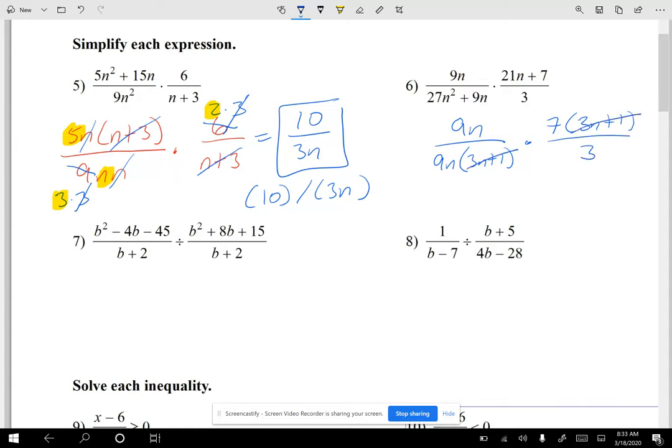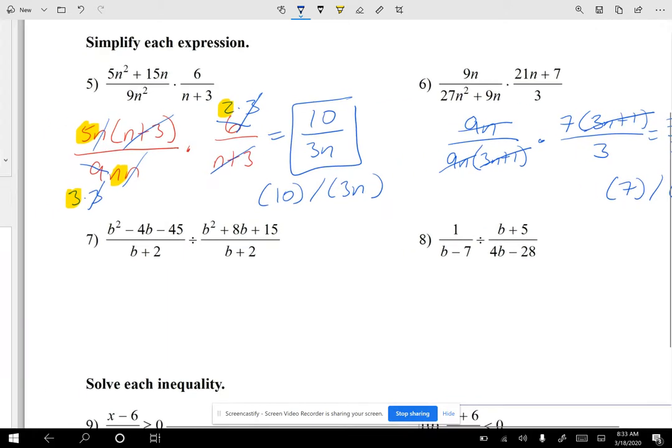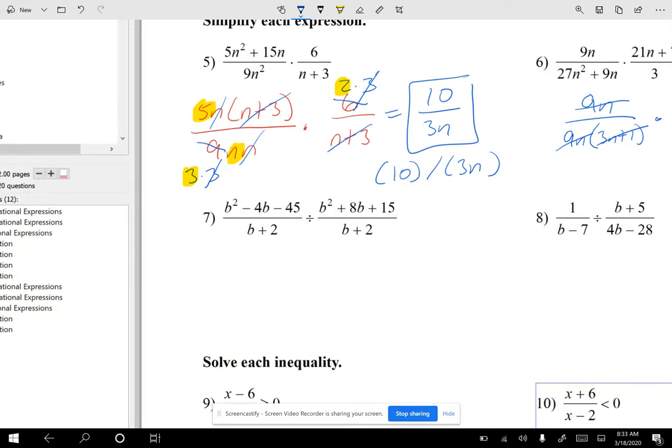Let me cancel common factors. I get 7 over 3. That's what I get. The way I will type it will be 7 backslash 3. Make sure you use parentheses. Now let's take a look at number 7.